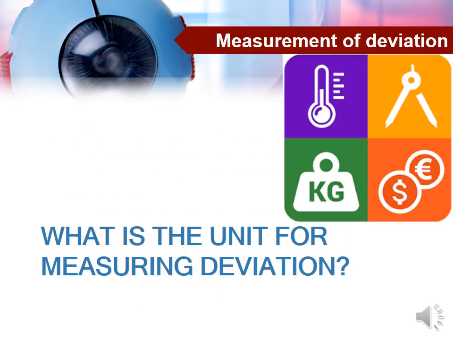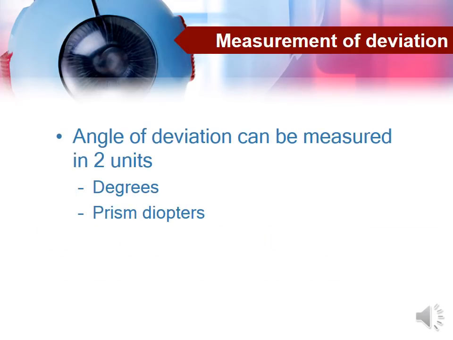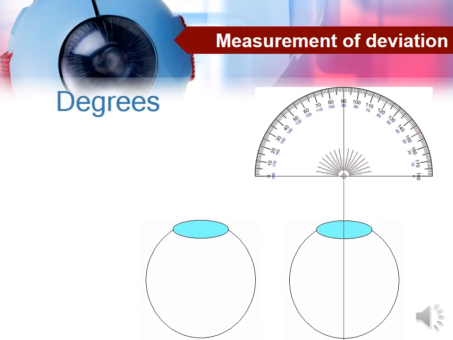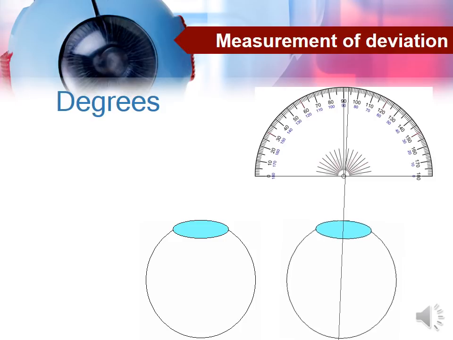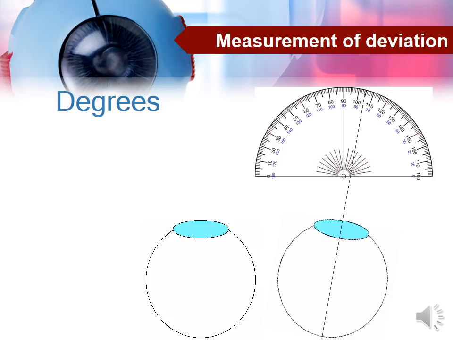So what is the unit for measuring the angle of deviation? The angle of deviation in strabismus can be measured in one of two units, degrees and prism diopters. Degrees are easy to understand. It assumes that each globe has a center. The deviation of the eye in degrees simply represents how many geometrical degrees the eye has rotated along its axis.